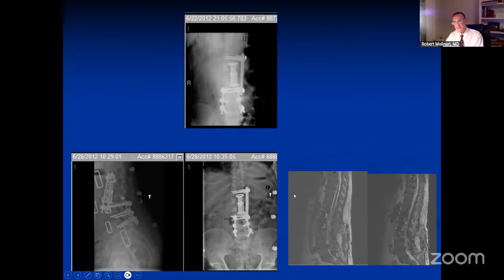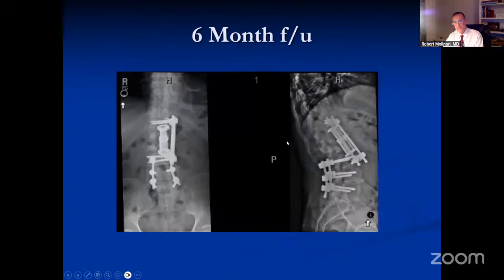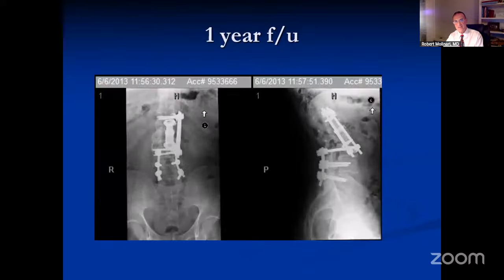And I said, we have to finish this. He was happy with this operation. And I said, we really have to back this up. He chose not to back it up. He said, Dr. Molinari, I'm done with surgery. It's the only patient with a two-level corpectomy that I didn't back up.